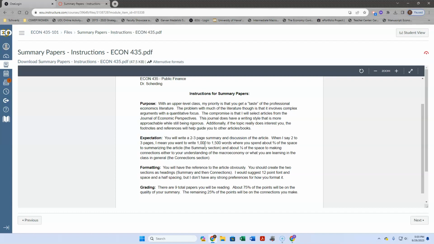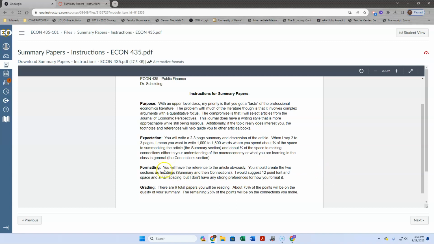And what I want you to do is, over the course of about 1,000 to 1,500 words, which is about 2 to 3 pages, spend about 2/3 of that space doing the summary of the article itself. And then the remaining part would be what I call the connections section, which is where you're making connections to either what you're learning in this class, what you're learning in other classes, or just to your life in general. So yeah, that gives you an idea of what you would do.